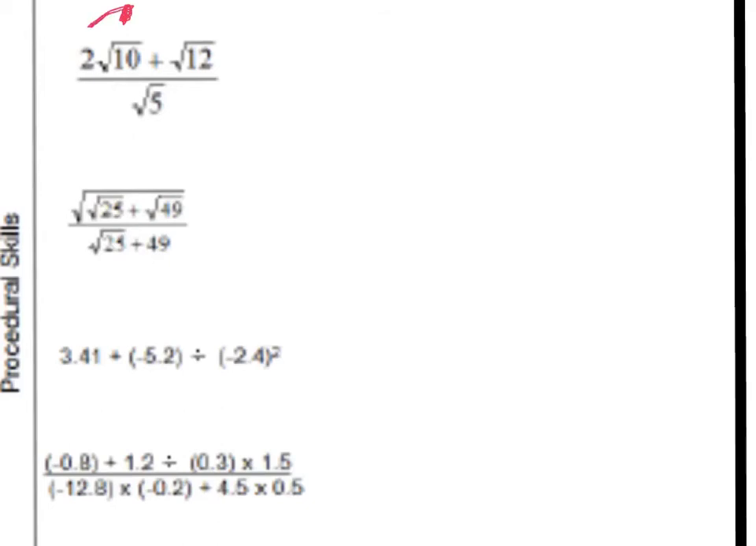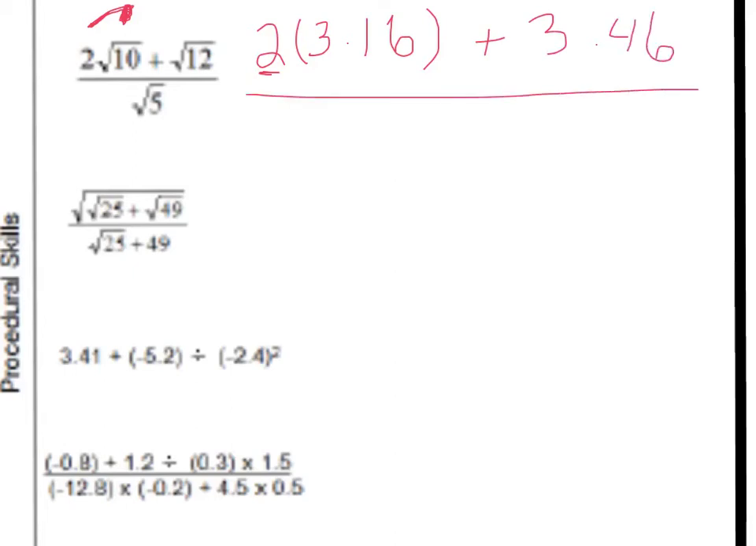So the square root of 10 is 3.16. And I'm going to multiply it by 2. I'm going to add to that whatever the square root of 12 is. The square root of 12 is 3.46. I'm going to divide that by whatever I get from the square root of 5, which is 2.24.